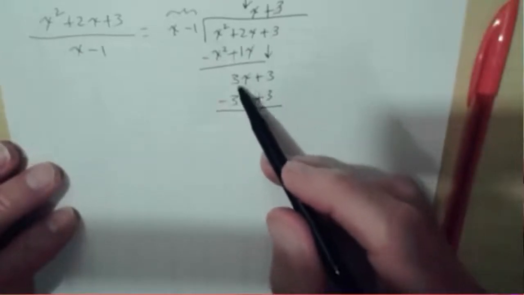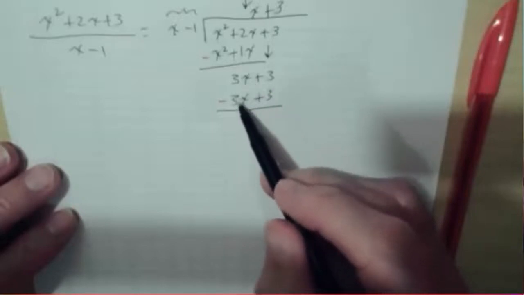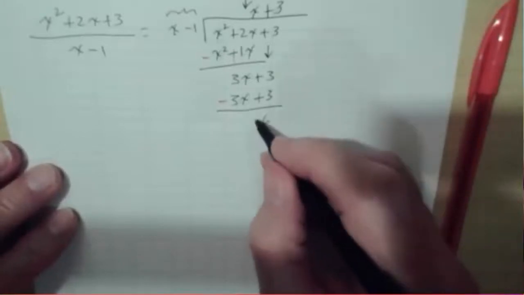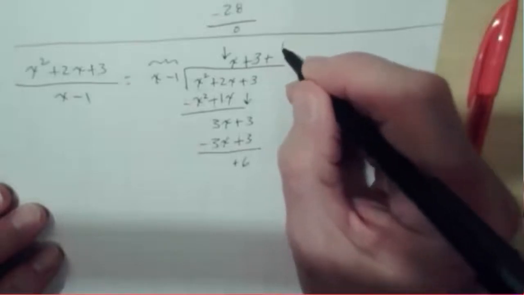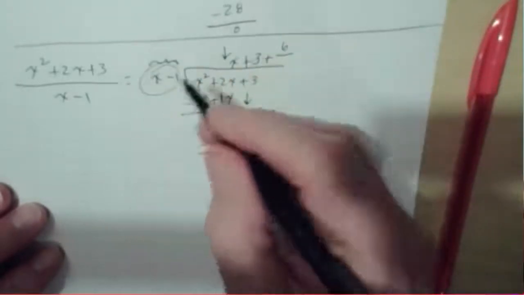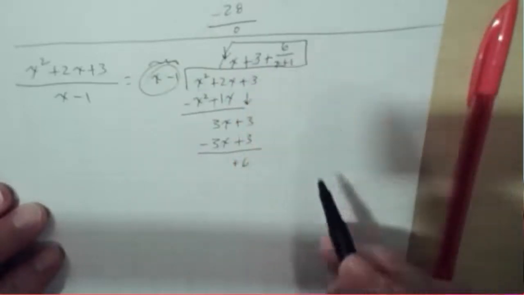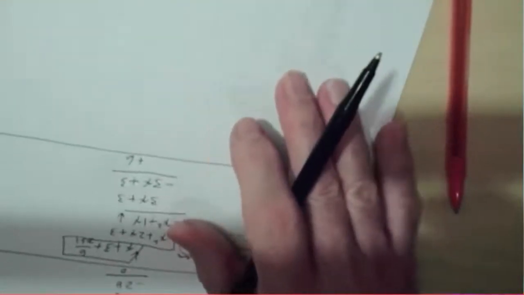Okay? So what we have here, 3x minus 3x, that's what we have to have. You have to eliminate this first term. And then 3 plus 3 is 6, positive 6. So our remainder is 6 over x plus 1. Okay? Okay. Now, they really don't get any more difficult than this. They just get longer. So what if we have this?